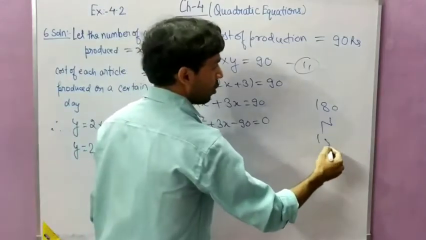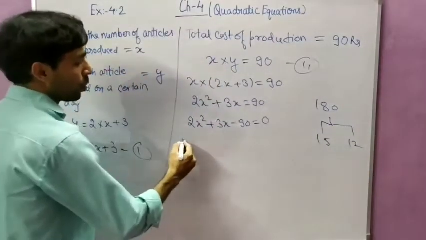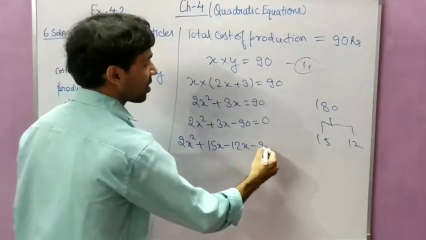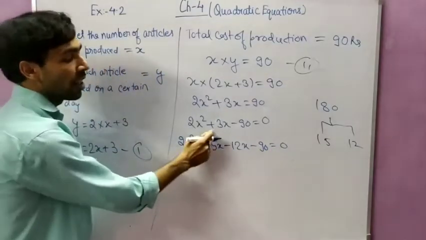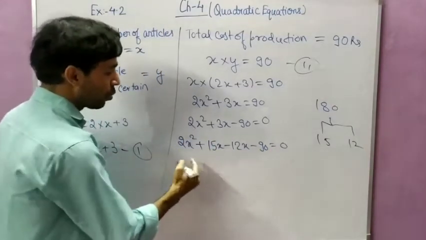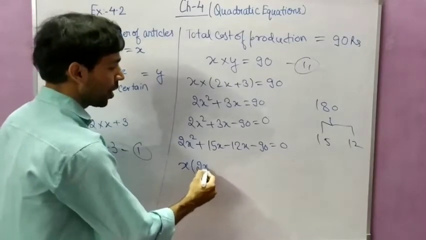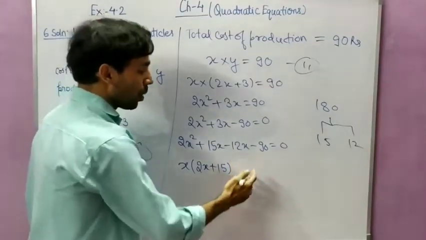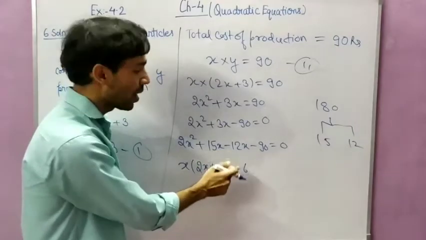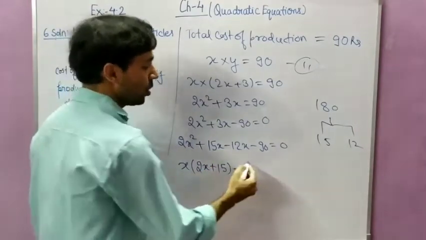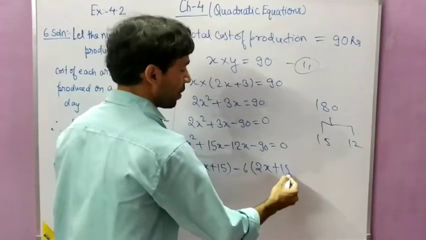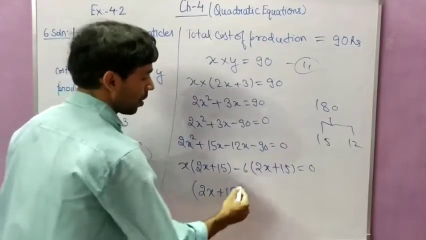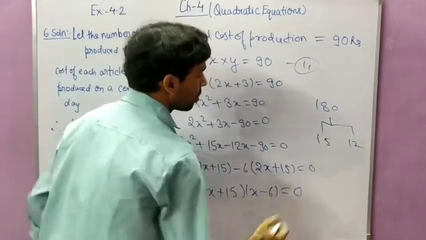So I think 15 and 12. Okay, so now 2x square plus 15x minus 12x minus 90. Why have I not put a bracket here? Because here is a plus sign. Okay, now between these two what is common? x. So it will come 2x plus 15. And between the other two, minus 6 will be common because the first term is negative, so minus, and between these two 6 will be common. So here will be 2x plus 15 equal to 0. Now what will we get? We will get 2x plus 15 and x minus 6 equal to 0.